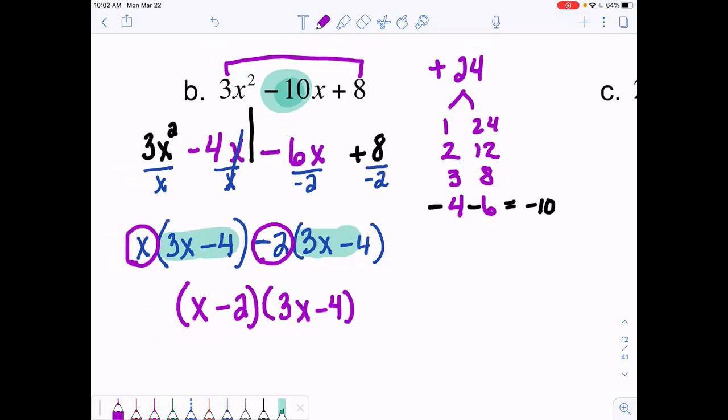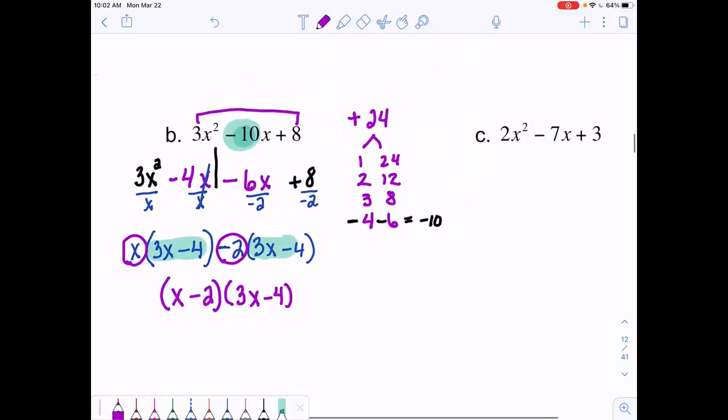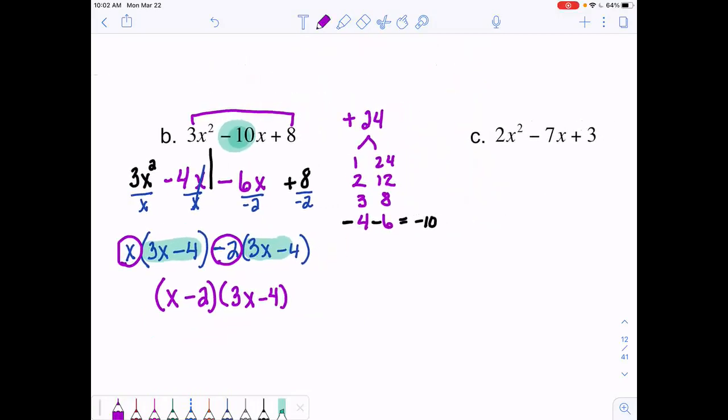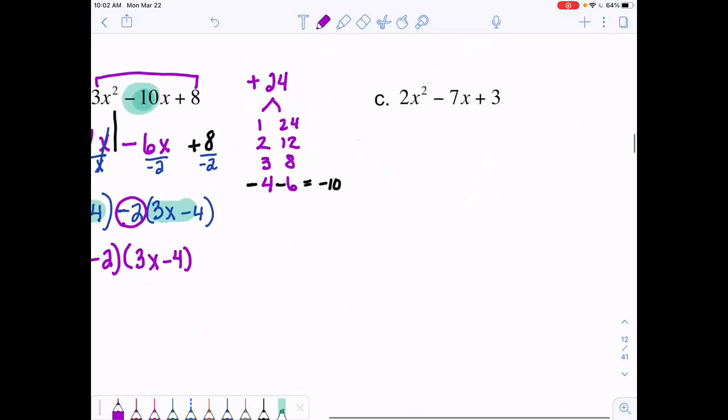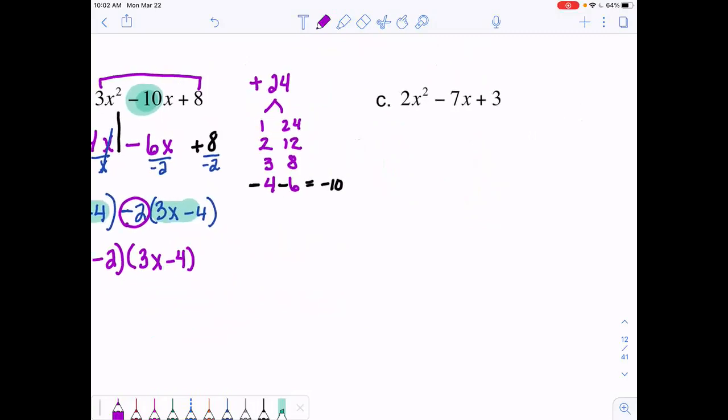All right, let's try letter C. It'll get a little better each time we work through it. Haley, how do you start with letter C? Yeah, so A times C. Then we write the factors.